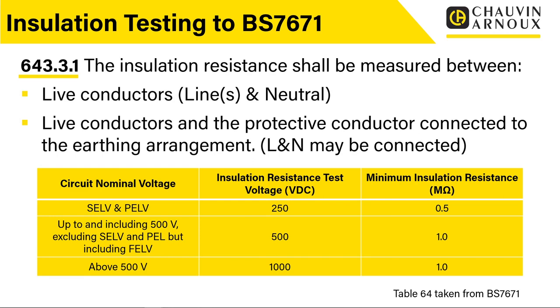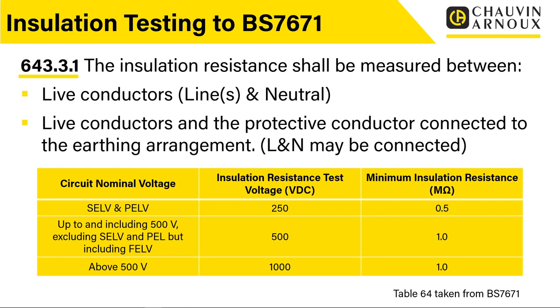So the first type of circuits on here are ELV circuits, extra low voltage circuits. That's circuits of less than 50 volts AC, 120 volts DC. So we're talking about SELV and PELV. These are the safety circuits, separated extra low voltage, protective extra low voltage. They are tested at 250 volts DC, and the minimum insulation resistance is expected to be 500,000 ohms, half a megohm. Because they operate at lower voltage, like I say, 50 volts or less AC, there isn't such a requirement for the insulation to be as strong.